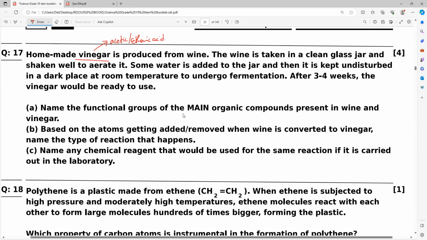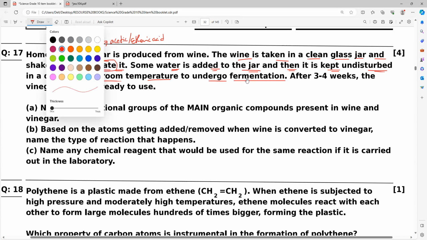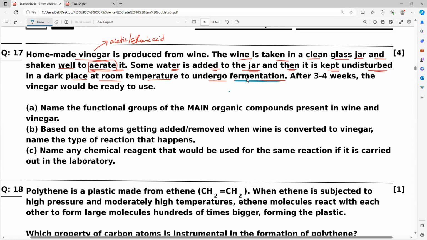Now, the wine is taken in a clean glass jar and shaken well to aerate it. Some water is added to the jar and then it is kept undisturbed in a dark place at room temperature to undergo fermentation. Aerate means to remove the gas bubbles present inside the liquid. So you just shake it, any gas there will come out. So they are undergoing the fermentation.